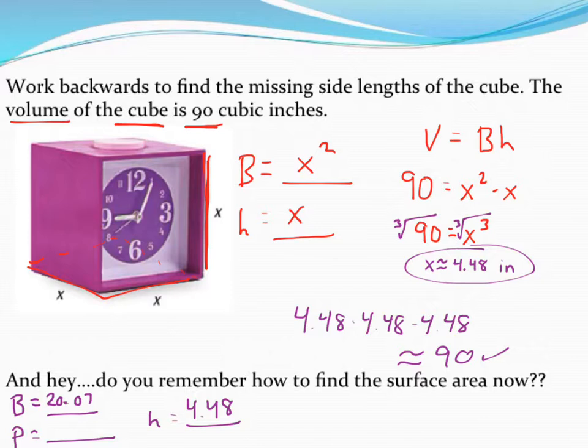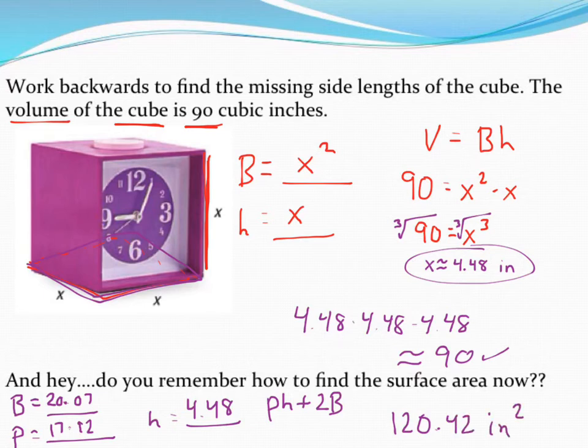Perimeter of the base is going to be to add up all 4 sides. We know the length of all 4 sides are 4.48. So multiplying 4.48 times 4 gets me a perimeter of 17.92. And then finally, to find the total surface area for a prism, our formula was P times H plus 2 times B. So plugging the values in we just found, I came up with a surface area of 120.42. And since we're back to dealing with surface area, that's going to be measured in inches squared.